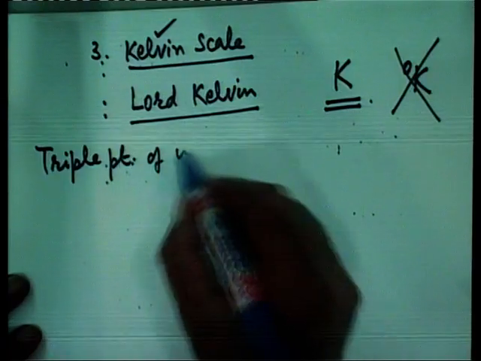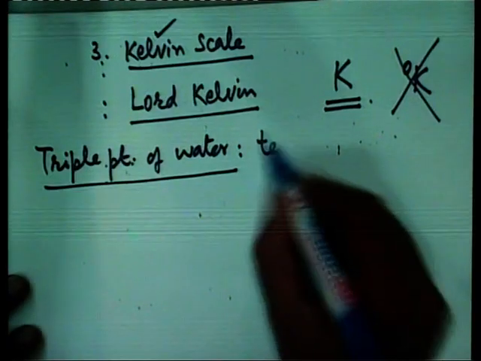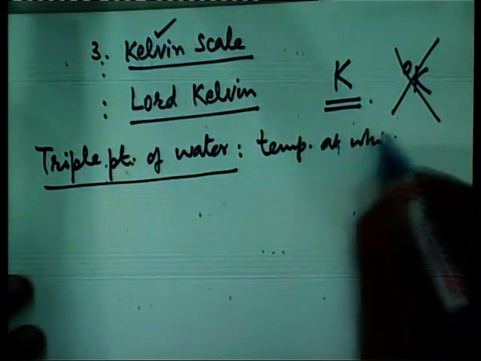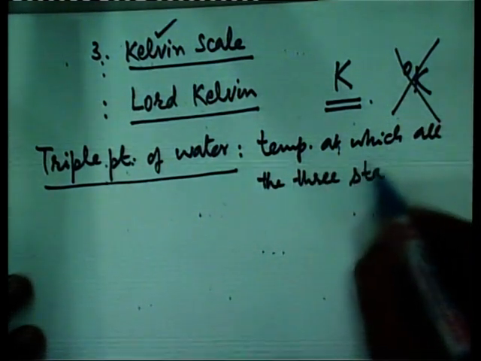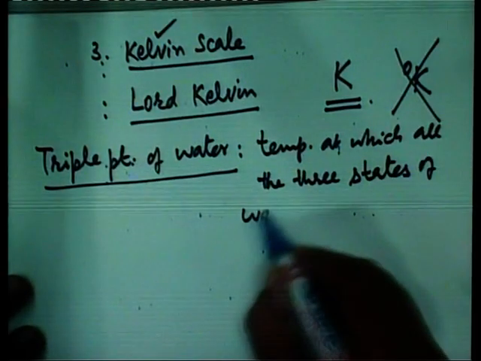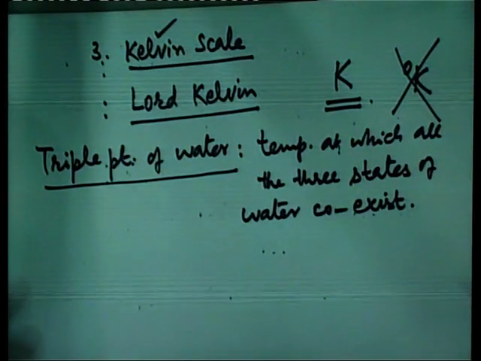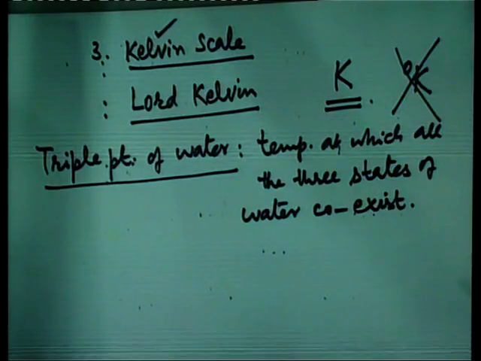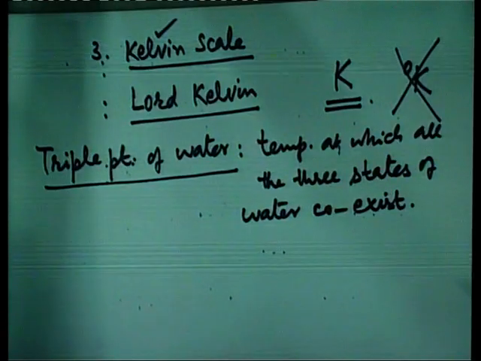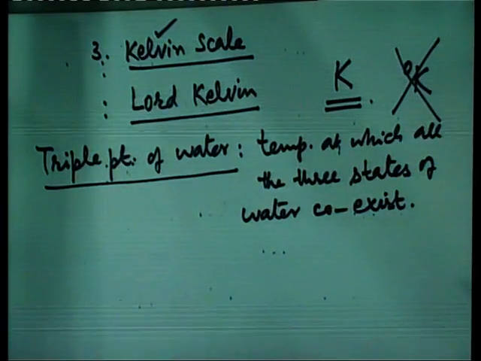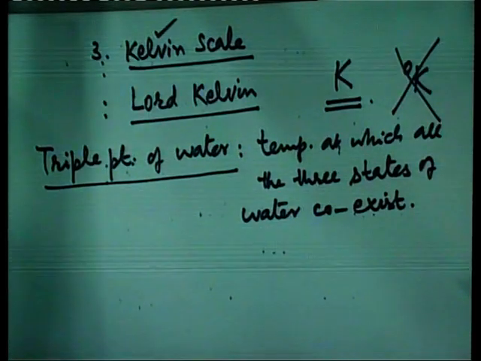How do we define Kelvin? The triple point of water is the temperature at which all the three states of water coexist or are in equilibrium. The three states of water: one is solid, which is ice, liquid, which is simple water, and gas, which is in vapor form. So, the temperature at which all the three states coexist is called the triple point of water.